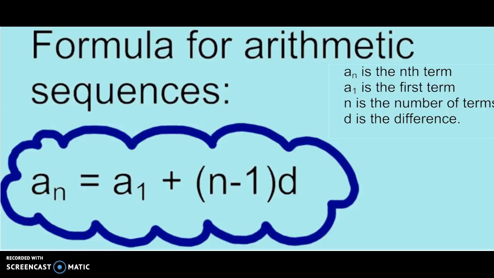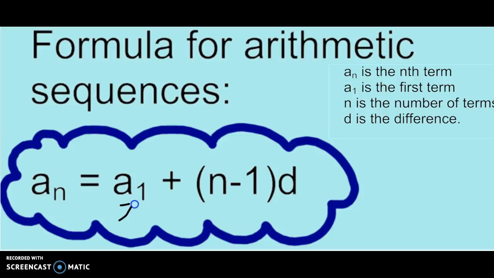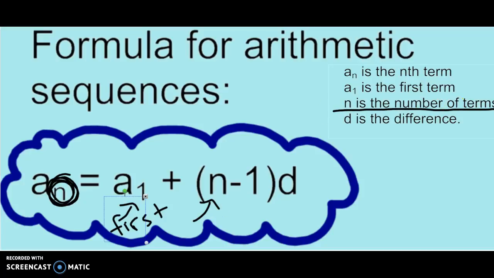All right, let's play around with one of these. Find the 25th term. We've got to label our a sub 1. Going back to our formula, a sub 1 is your first term. a sub n is whatever term you're looking for, in this case the 25th. n is the number of terms, and d is your difference. Just so you know what these are.